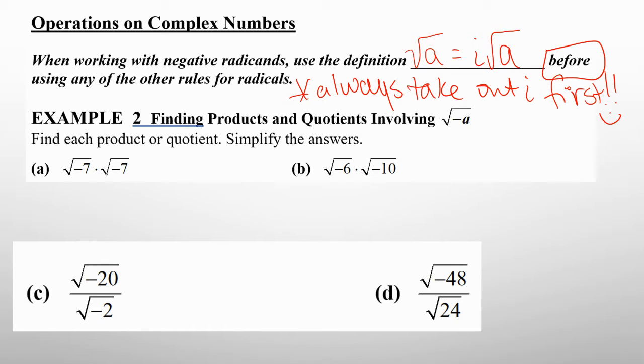So I would start here. That's i times the square root of 7 and i times the square root of 7. Multiply like terms. i times i is i squared. 7 times 7 is 49. The square root of 49 is 7. i squared is negative 1. Remember, this is multiplication here because they're right next to each other. So we really have 7 times negative 1, which is negative 7.